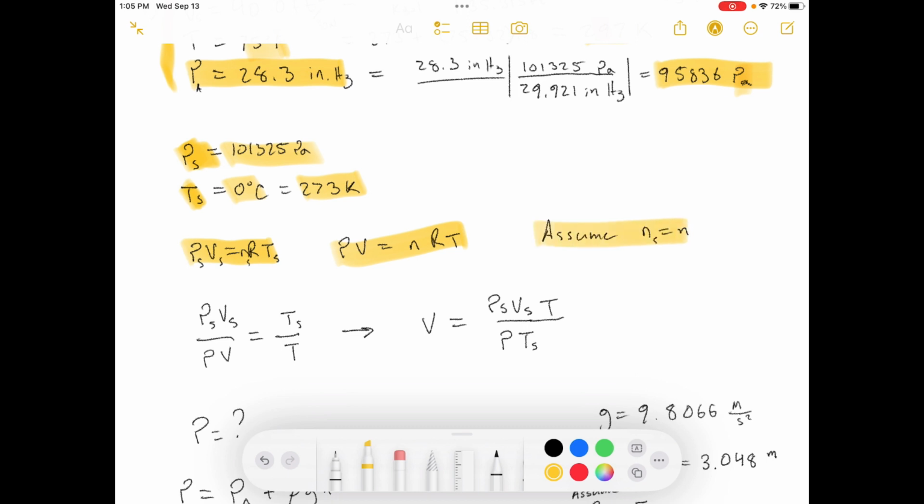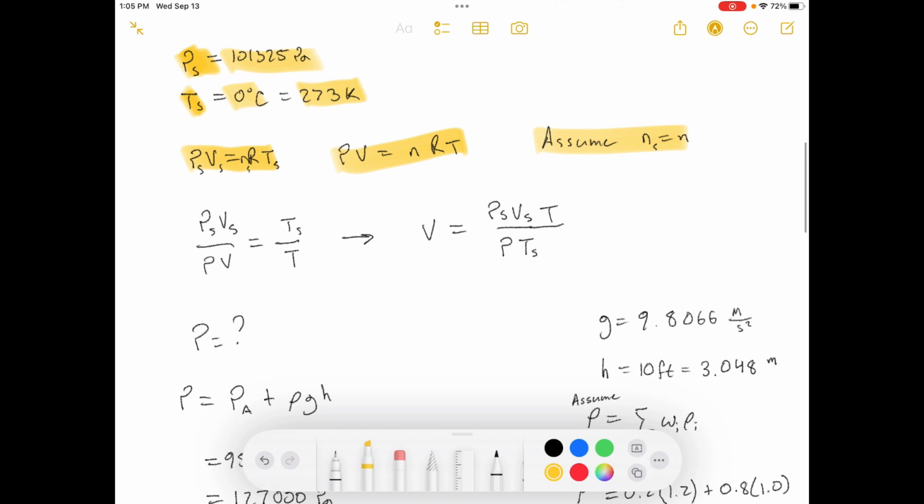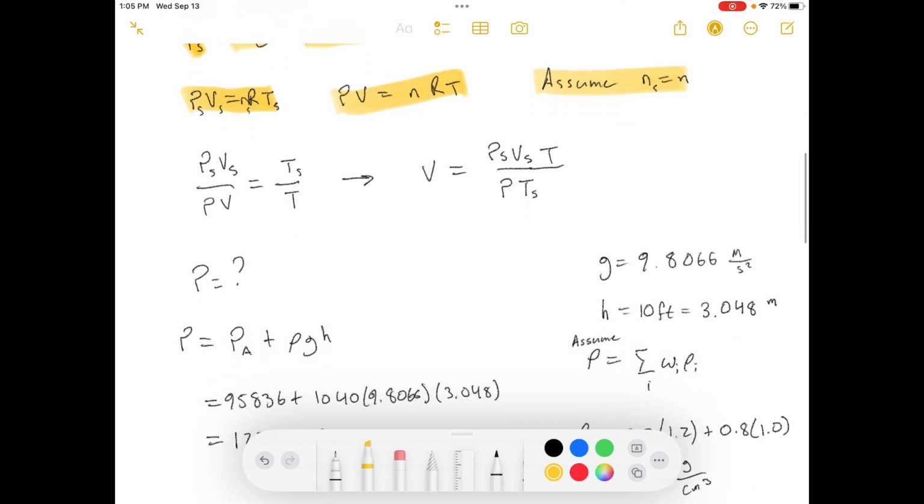And we're going to assume that the molar flow rates of these two streams are going to be the same. Okay, so a lot of this cancels out, and you end up with just a ratio of temperature, pressure, and volumetric flow rates. So then you can just calculate what the real volumetric flow rate is.